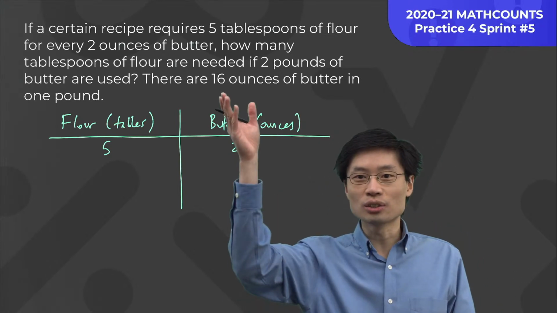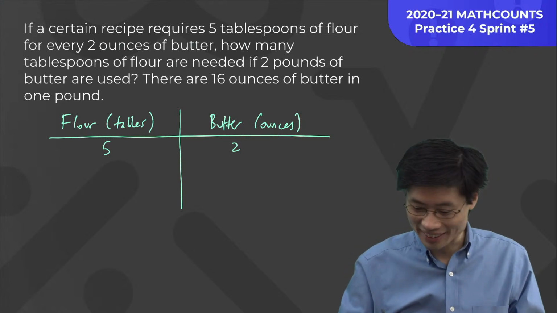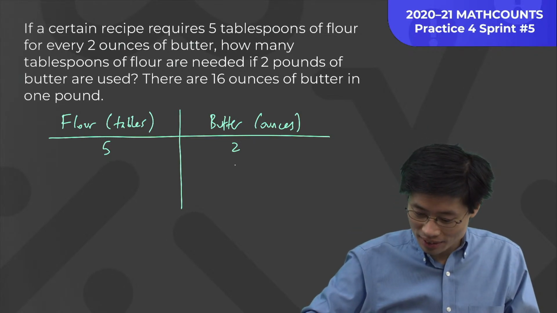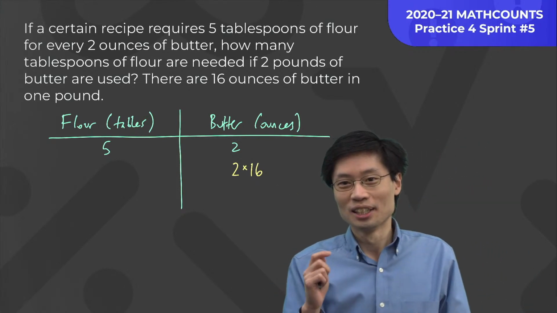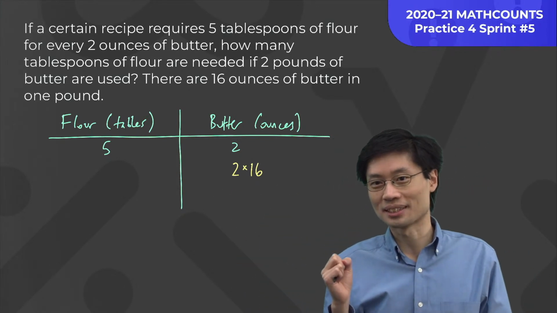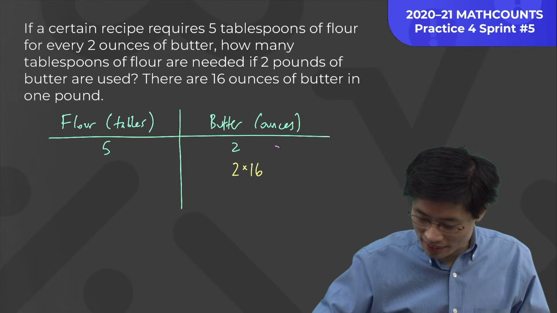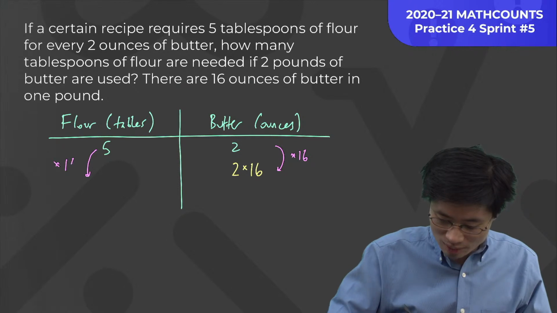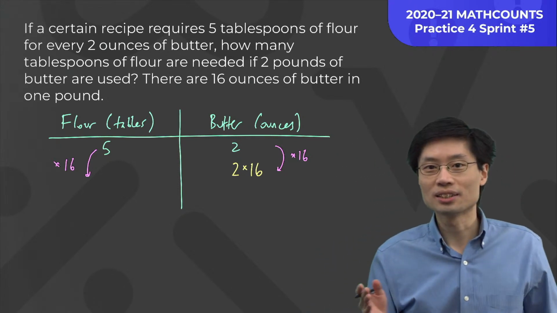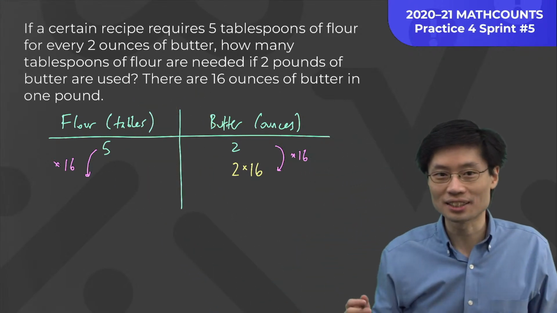And in that case, if I need to go to 2 pounds of butter, watch what I'm doing. I'm trying to avoid doing computation until the end. 2 pounds of butter is how many ounces? Well, the problem told us, thanks MathCounts, that there are 16 ounces of butter in a pound. So it's 2 times 16 here. You see why I did that? There's no point for me to actually multiply 2 times 16 and then divide by 2, because what I'm interested in is what happens here. It goes by times 16. So this should also go by times 16. So in that case, what I need to do here is I need to figure out how many tablespoons of flour. It's 5 times 16 is the answer.